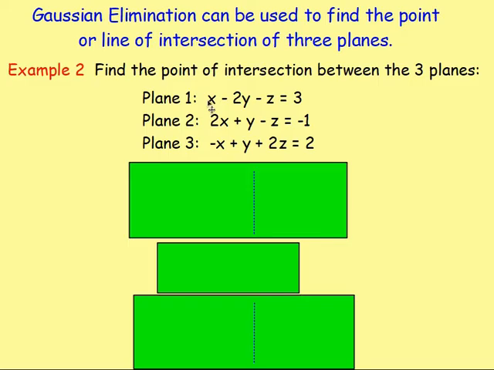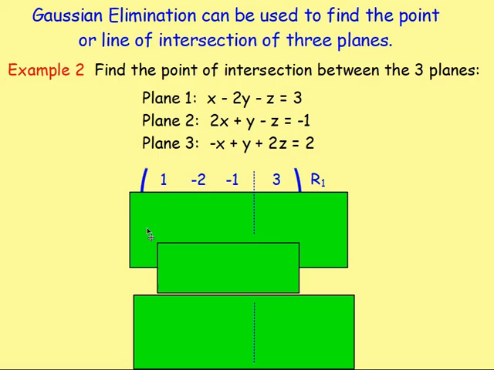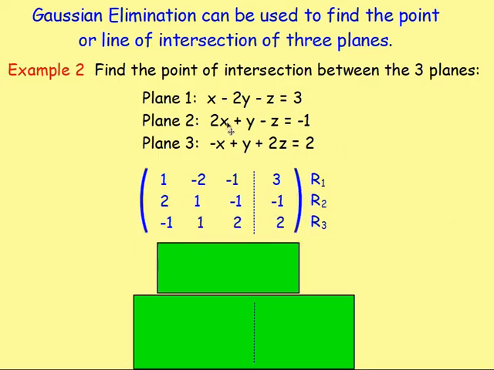So that is when you take the coefficients of x, y, and z and this number that they would all be equal to, and you're wanting to write it out just in matrix form. So we've got 1x, -2y, -1z, so we've got 1, -2, -1, and that would equal 3. On the next one, plane 2, we've got 2, 1, -1, and -1, so we can write that out. That would be row 2. And with plane 3, we've got -1x, 1y, 2z, and that's equal to 2. So we've got -1, 1, 2, and 2.